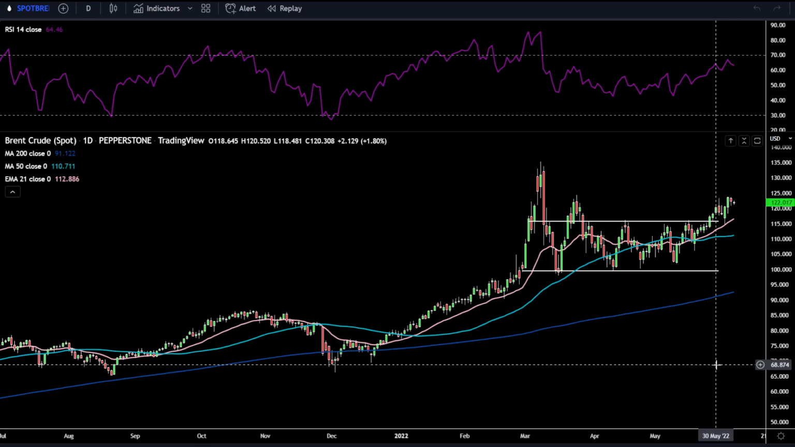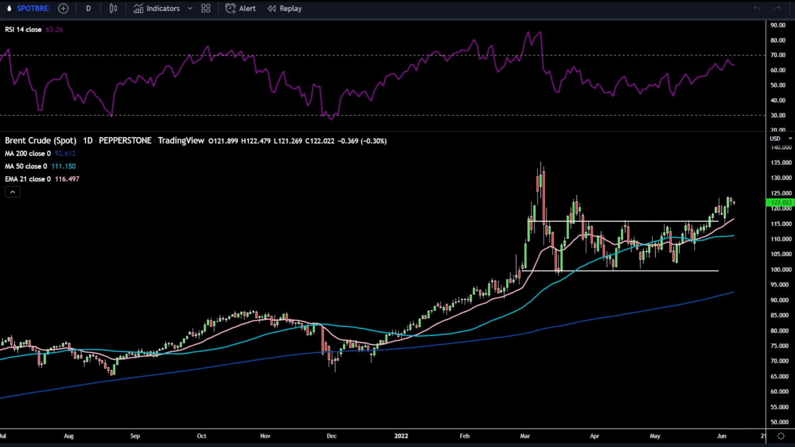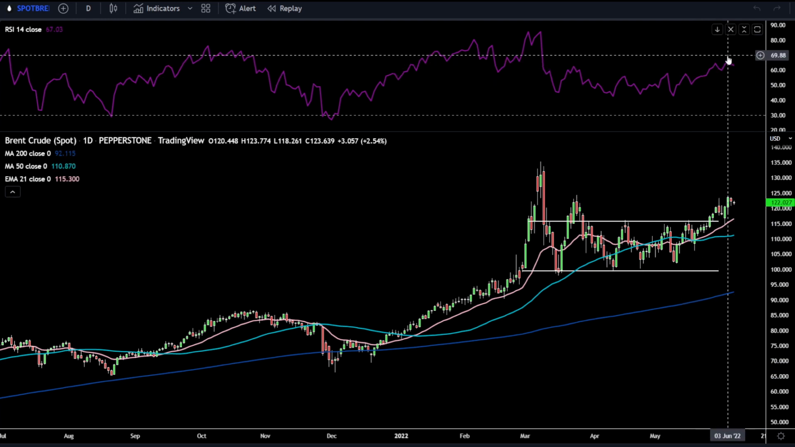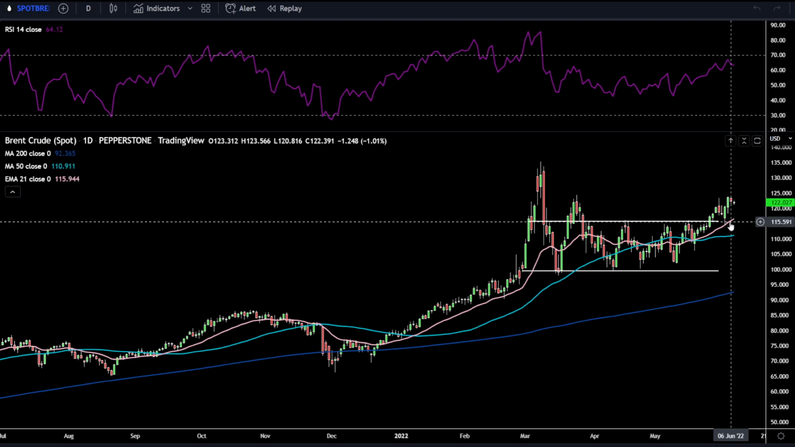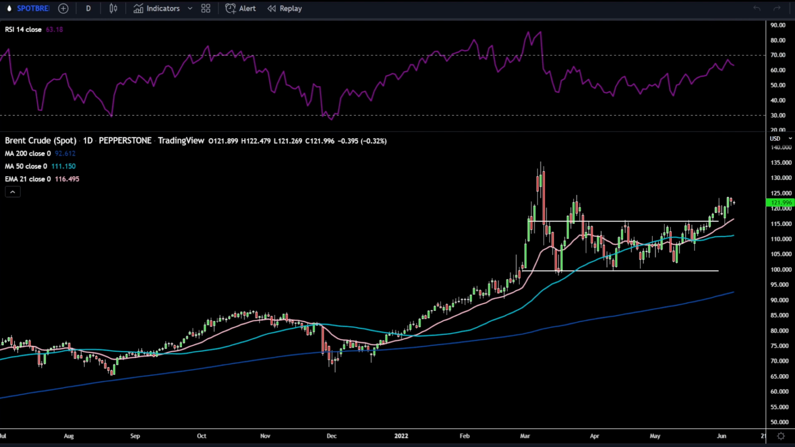Moving on to crude, we can see price rallied just shy of that 125 area, resistance. The RSI got up to just before overbought territory and rolled over a touch. I think it's following risk sentiment this morning and that stronger dollar, but oil fundamentals still remain strong. We saw yesterday Saudi pricing their grade of crude higher to Asian buyers, a signal of their confidence in demand.